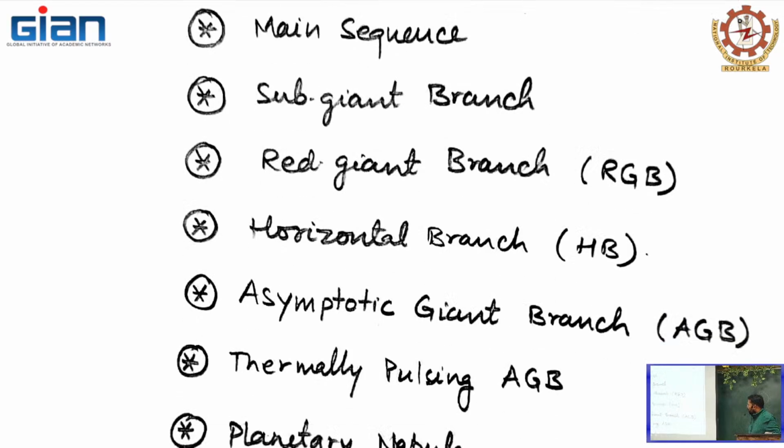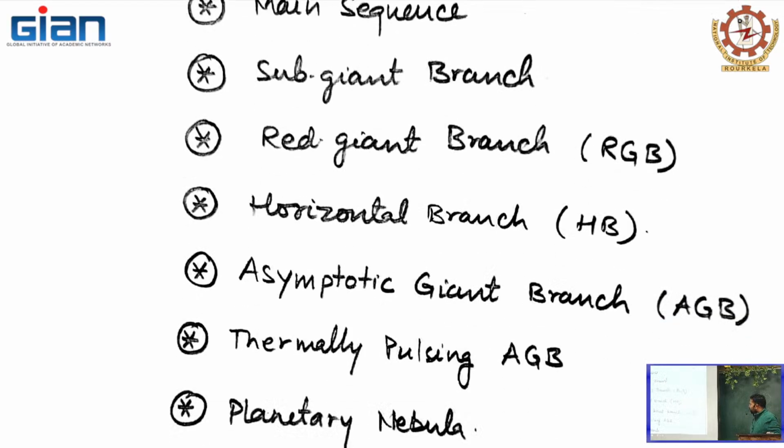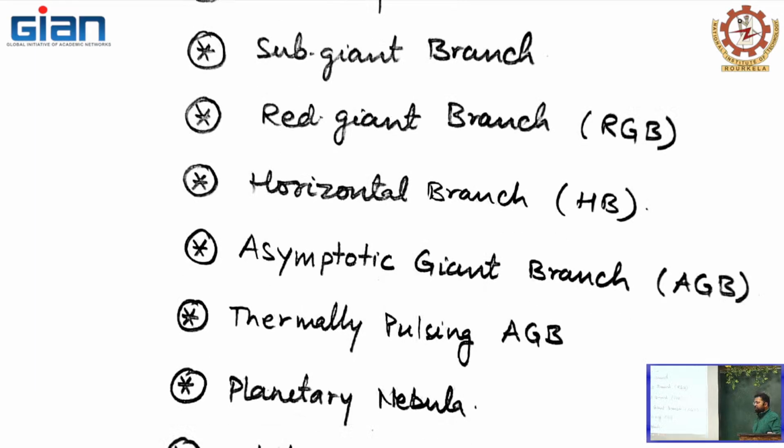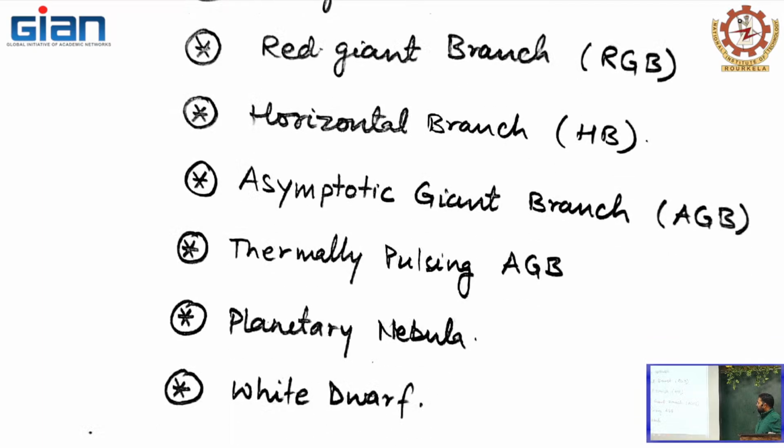Okay, and then they also go through the so-called thermally pulsing AGB phase and another evolutionary phase, which is the planetary nebula phase, and they end up being white dwarfs. So this is a typical scenario for a sun-like star or a star of intermediate solar mass. I mean intermediate mass in the sense that the mass of the star is less than 8 solar masses.